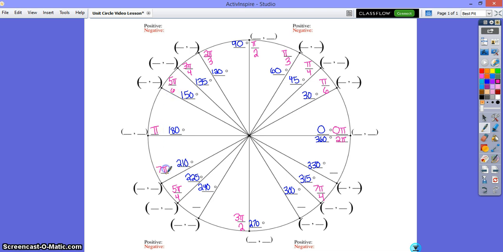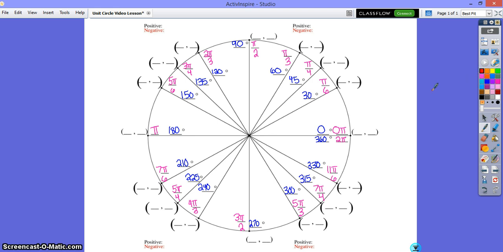7 pi over 6. 8 pi over 6 is going to simplify to 4 pi over 3. 9 pi over 6 is 3 pi over 2. 10 pi over 6 is going to be 5 pi over 3. 11 pi over 6. And finally, 12 pi over 6 simplifies and gets you back around again to 2 pi. So that takes care of all of your degree measurements and all of your radian measurements for all of your angles going around the unit circle.